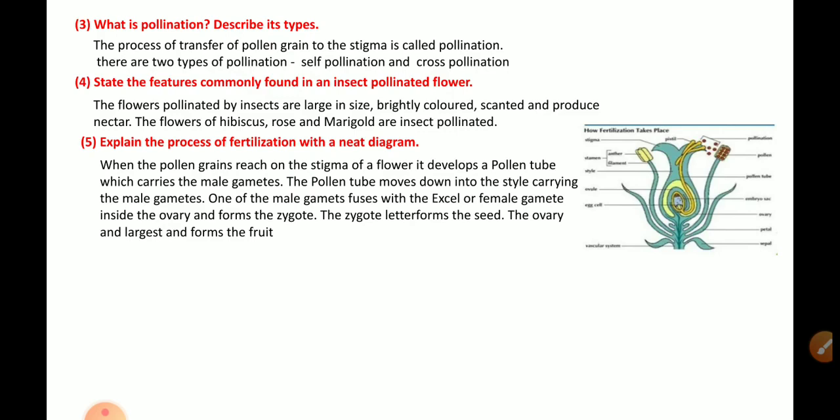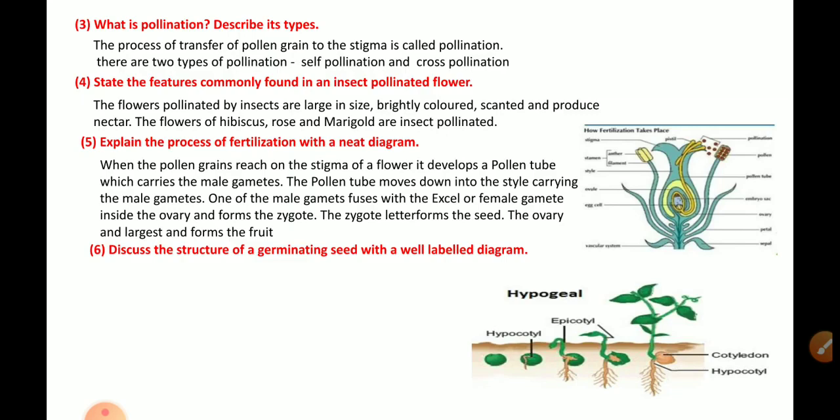Next, question number 6. Discuss the structure of a germinating seed with a well labeled diagram. That means with the help of a diagram you can discuss the structure of a germinating seed. So this is the diagram. Here I am giving the example of hypogeal germination. You can see from left to right, one seed is there, green in color, then the hypocotyl, then the epicotyl, and at last a small plant is grown and it will gradually become a bigger plant.